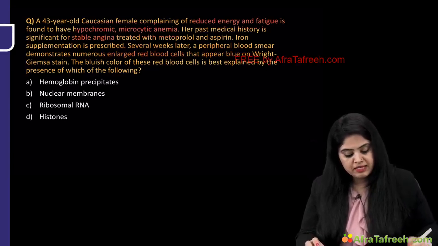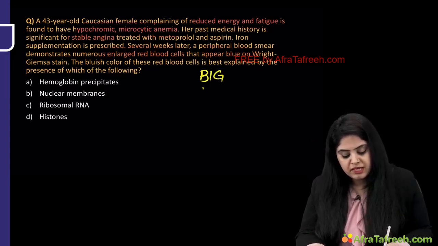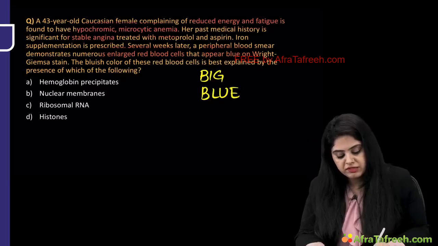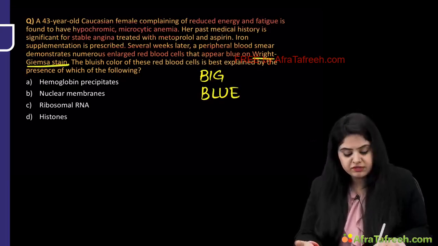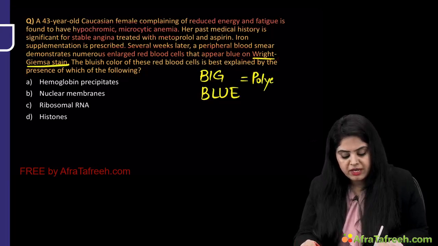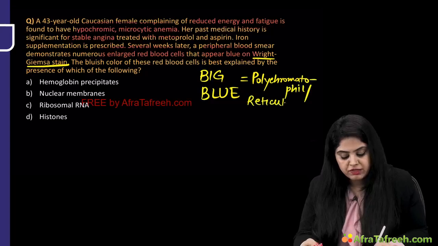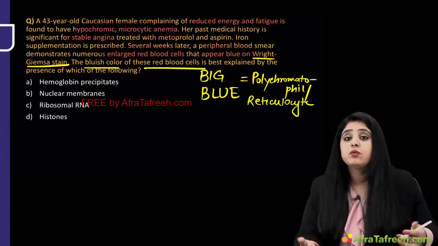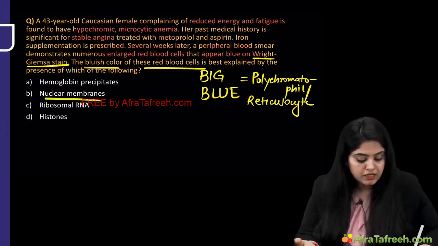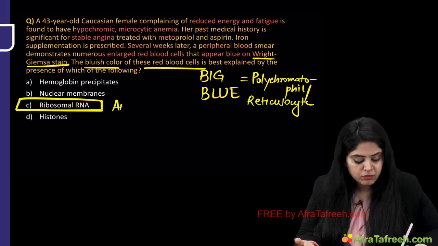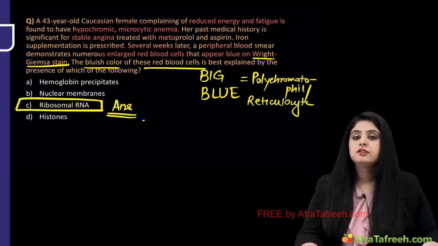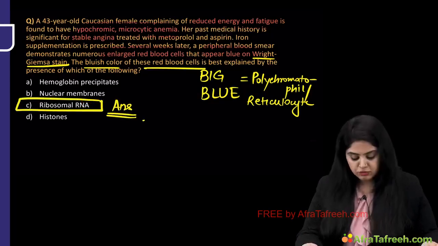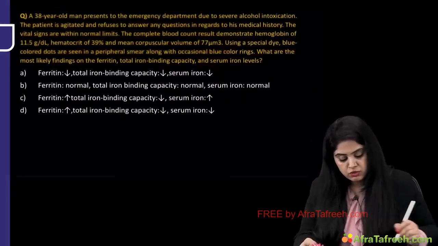Do you remember what were the cells which were big and blue on a Giemsa stain? Giemsa stain means Romanovsky stains. These were the polychromatophils. What is the other name of polychromatophil? The other name was the reticulocyte. Big blue cells were reticulocytes. They are asking you what is the bluish color of these cells because of, what is reticulocyte made up of? RRR. Reticulocyte is made up of ribosomal RNA, and that's the answer over here. There should not be any confusion in this question. Moving on to the next question.